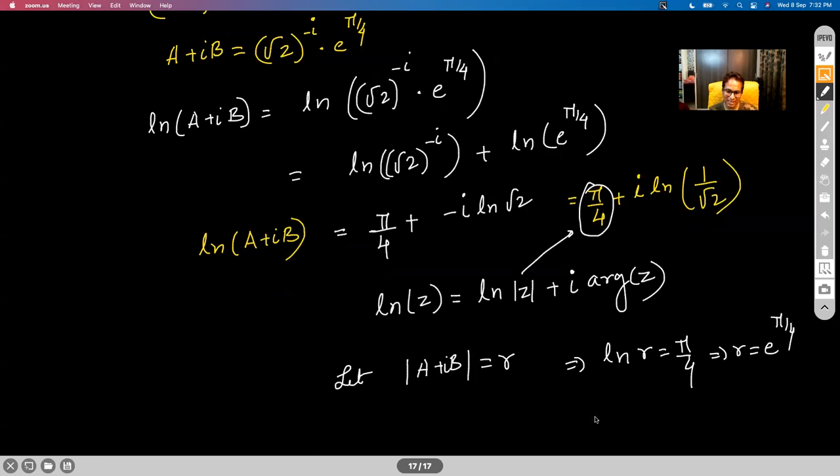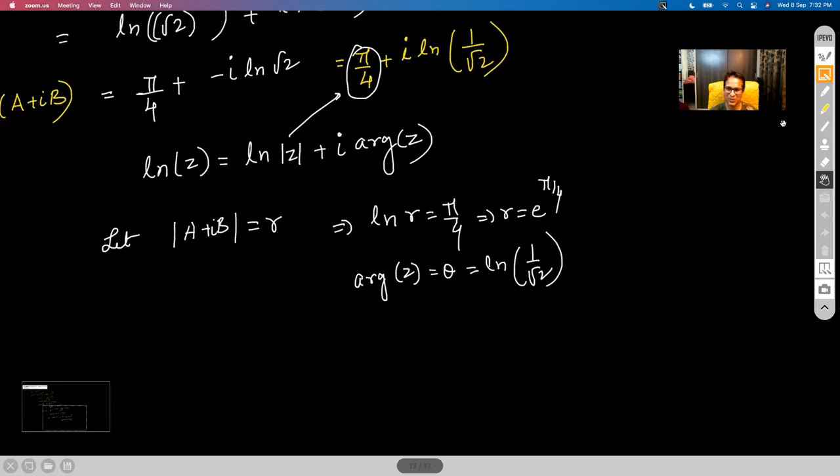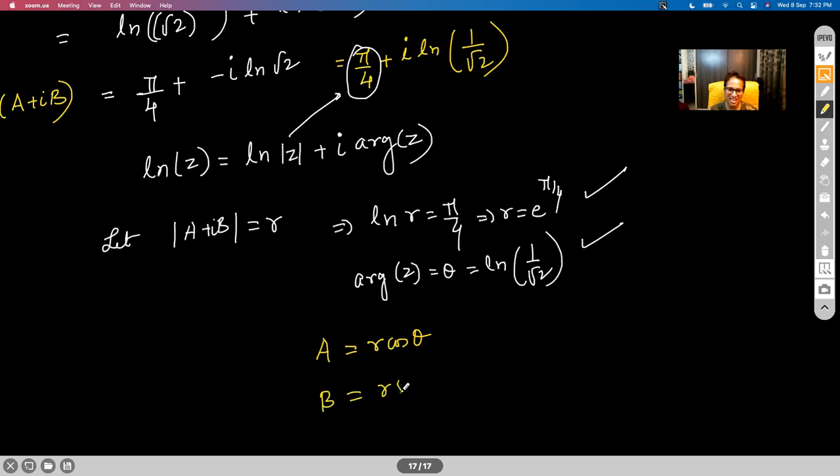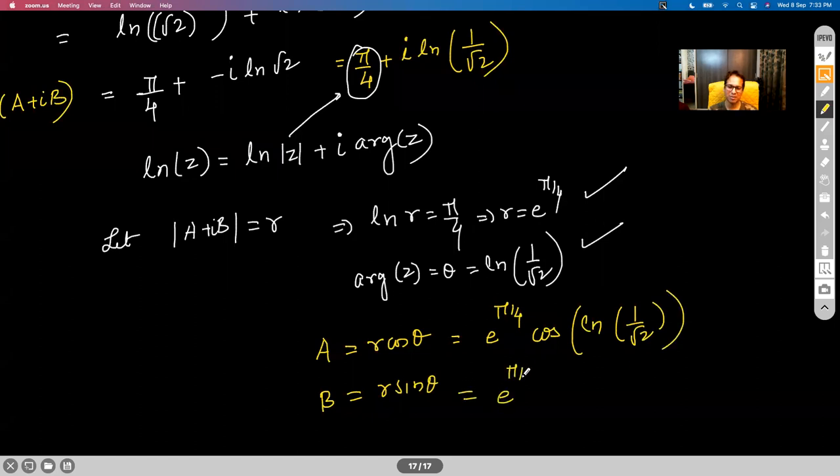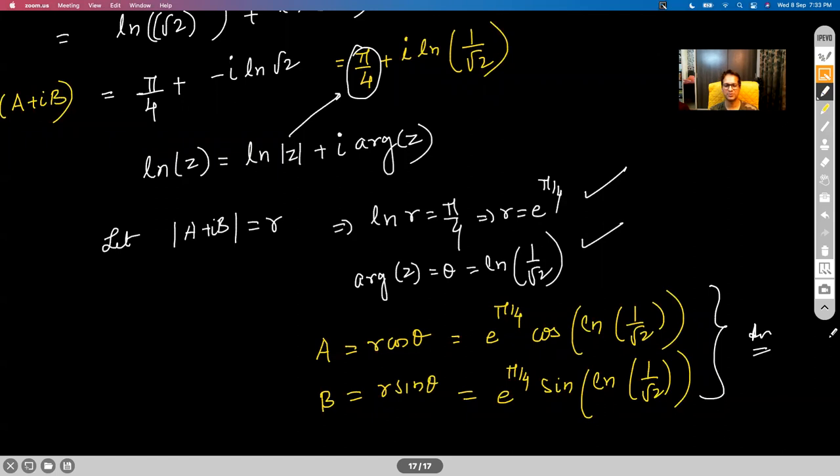Second thing you're saying, argument of z, that means your theta is ln of 1 by root 2. Correct? Yes or no? Now you know r and theta of a complex number. What is the real part a? r cos theta. And the imaginary part is r sine theta. So your answer for a is e to the power pi by 4 cos of ln of 1 by root 2. And the imaginary part b will be e to the power pi by 4 sine of ln of 1 by root 2. Is this fine? So the answer is not as simple as what you people thought it to be. So these are your a and b values.